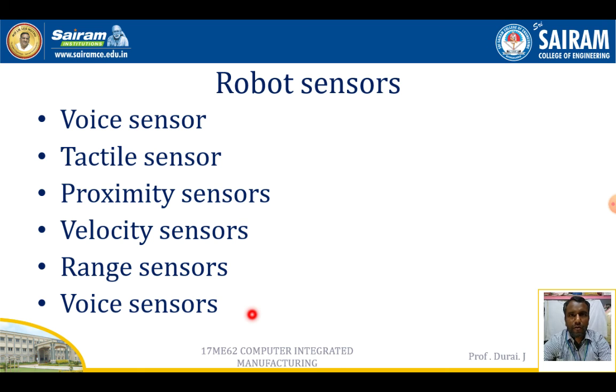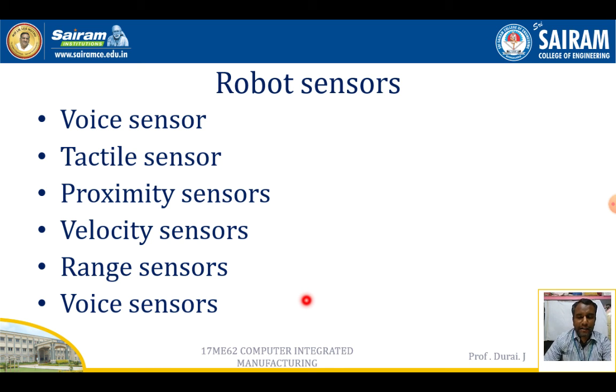The last one will be the voice sensor. This is another important sensing mechanism of the robot. It senses by oral communication. Voice sensing or voice programming is the oral communication of commands to the robot. Before that, word patterns are fed into the robot. It is equipped with a speech recognition system, which analyzes the voice input and compares it with the stored word pattern.